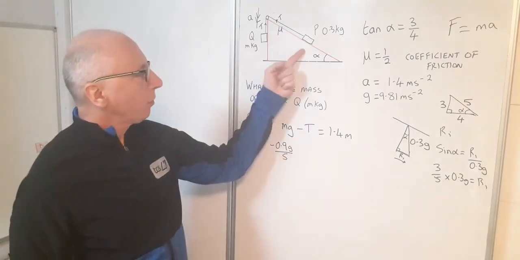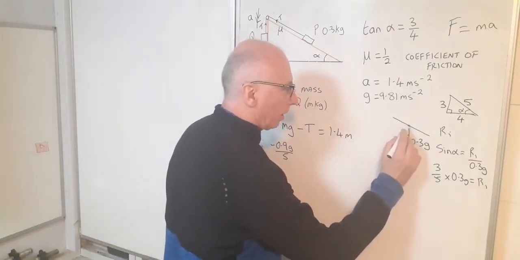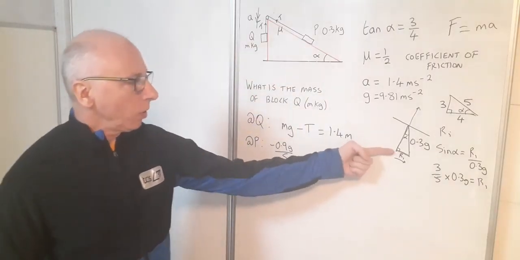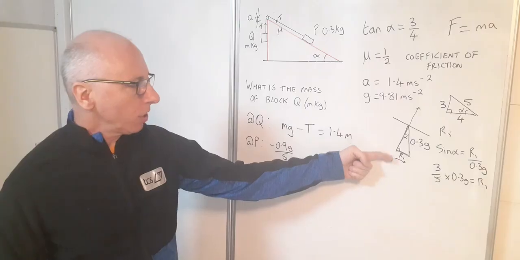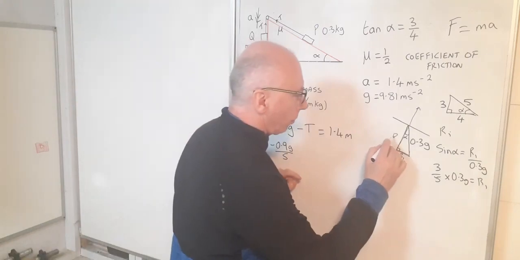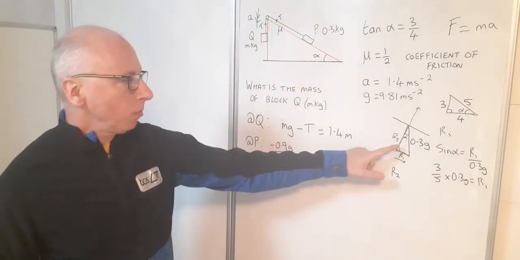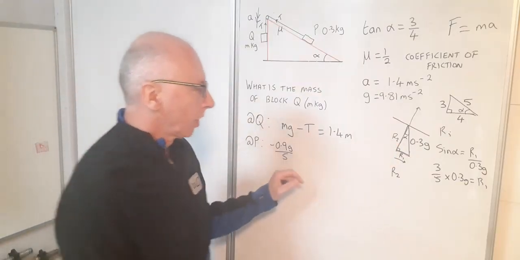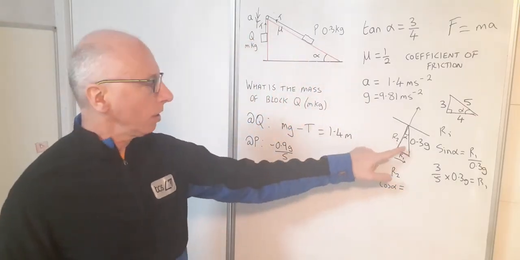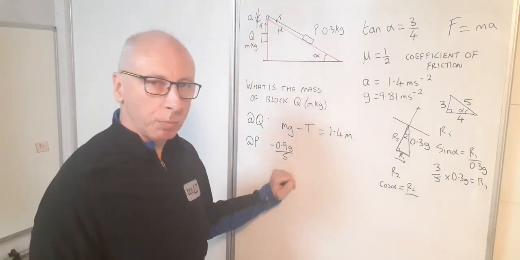And now because we've got coefficient of friction, we need to consider the normal force. So that's this force here. That will be our normal force. As that's also going to be going against our friction, we need to work out what that force is here. So if we resolve for force 2, so resolving at 2, then what we need is cosine. So cosine of alpha equals adjacent over hypotenuse. So it's R2 over the hypotenuse, which is 0.3 g.